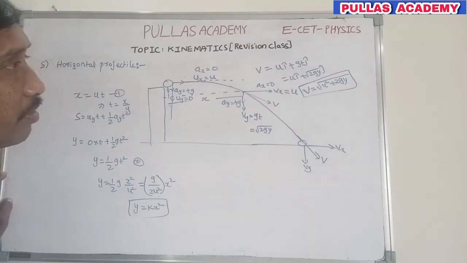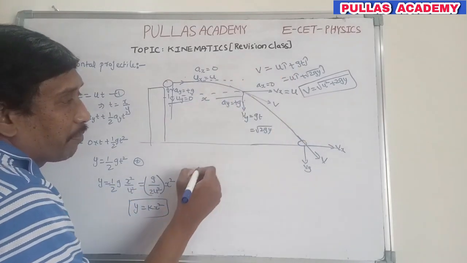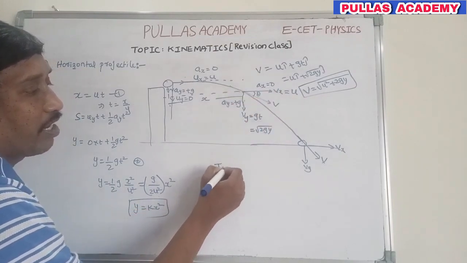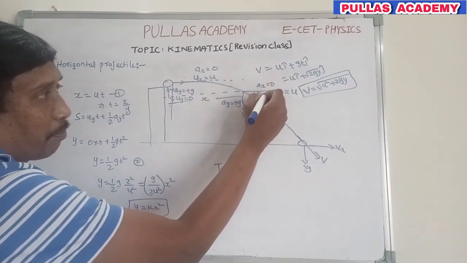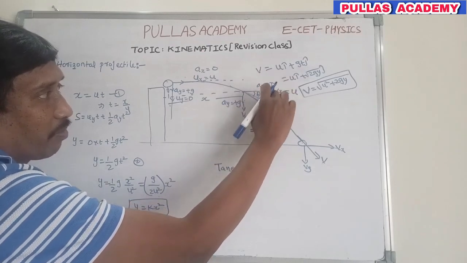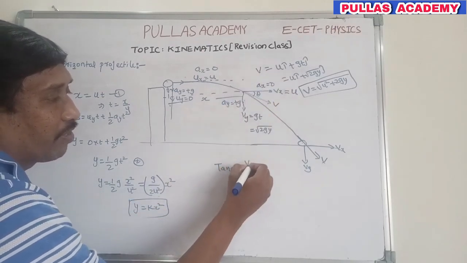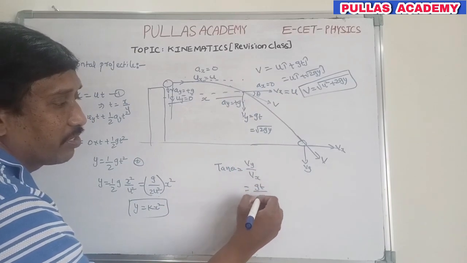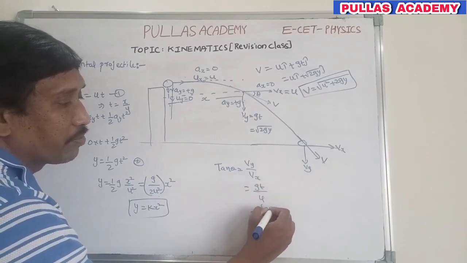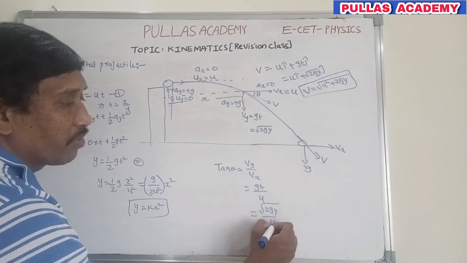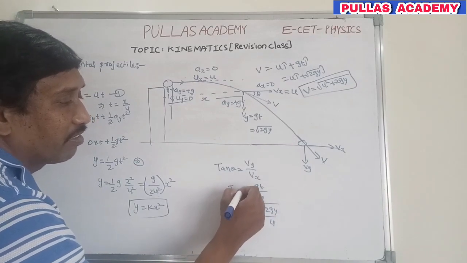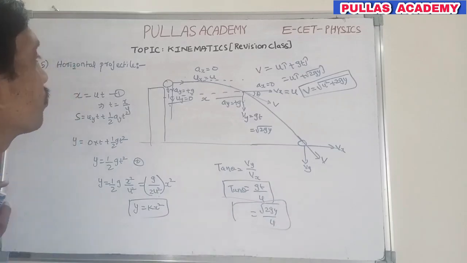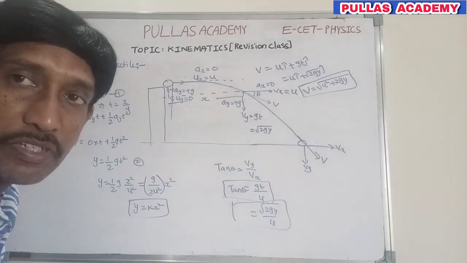Clear? So this is velocity. And one more very important formula here. This is theta. If you want tan theta, the opposite side is this one. This is vertical velocity. vy by vx. So that is gt by u, or under root of 2gy by u. So we have two formulas for tan theta, in terms of time and in terms of displacement. So this is about the horizontal projectile.